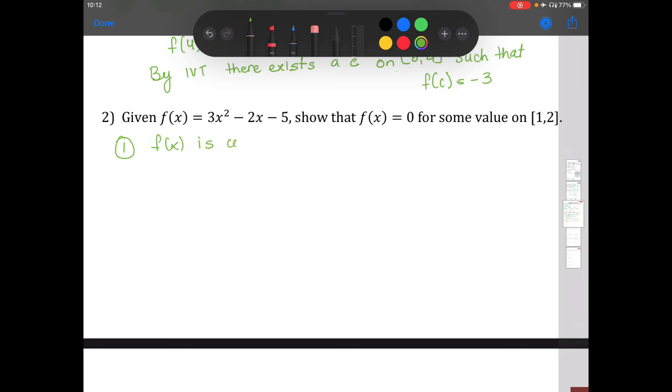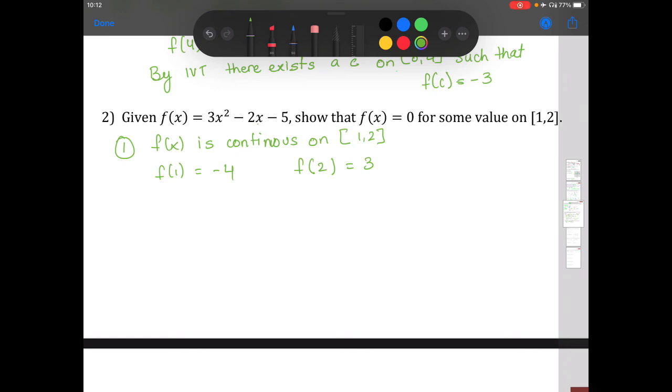f of x is continuous on this interval 1, 2. Now the next thing I want to do is find my values of f of 1. What would be f of 1? Substitute 1 in here, so 3 minus 2 is 1 minus 5 is negative 4. Similarly, do f of 2, and I get f of 2 as 3.